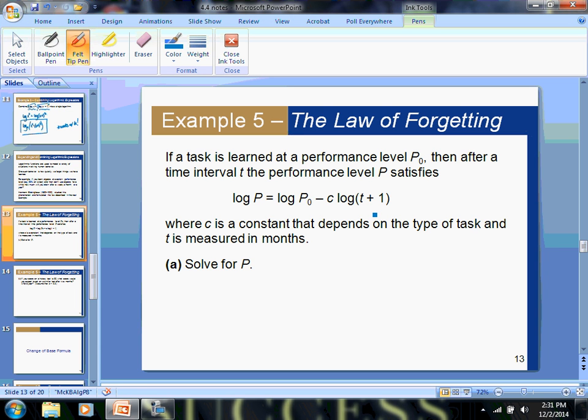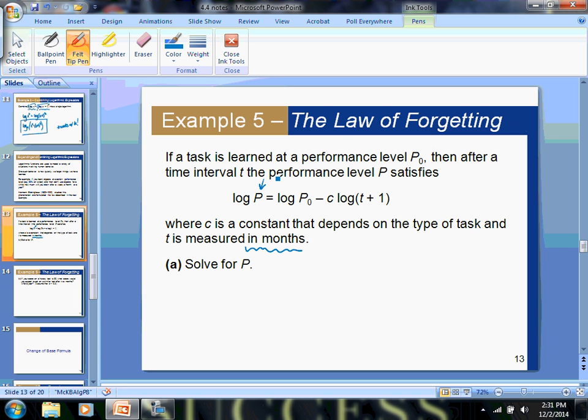It says c is a constant, and it depends on the type of task, and then t is time measured in months. Now that's important there, measured in months. We might need that later on. There's a part A and a part B to this, and part A says that we want to solve that formula for p. So not p sub 0, we want to solve for this p right here.